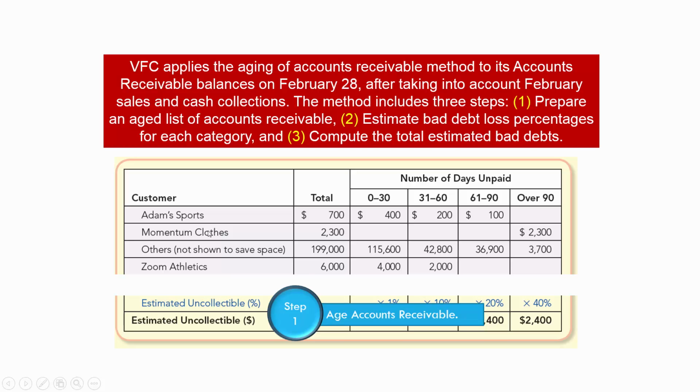So this first one, for example, is from Adam Sports. This is the name of the customer. The customer owes us a total of $700. $400 of it is from purchases that have been fairly recent, 0 to 30 days, and $200 is from purchases 31 to 60 days ago, $100 from 61 to 90 days ago.